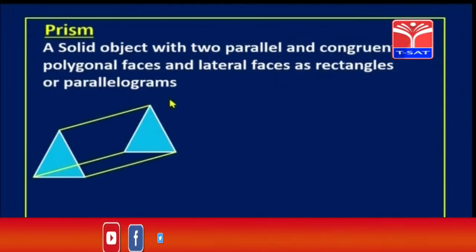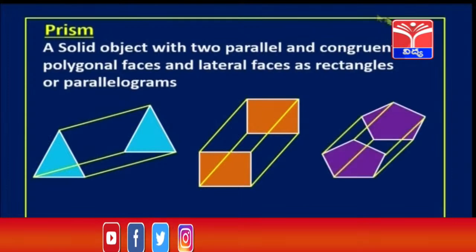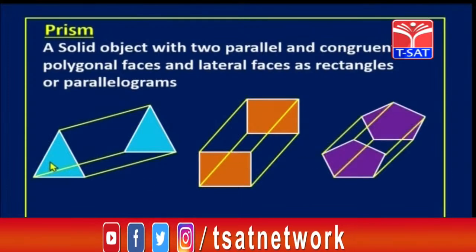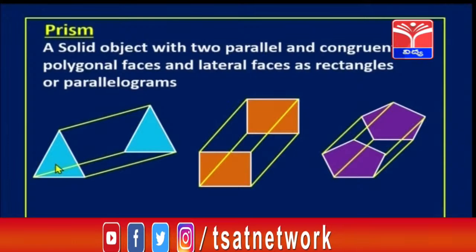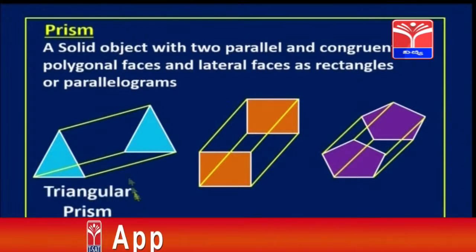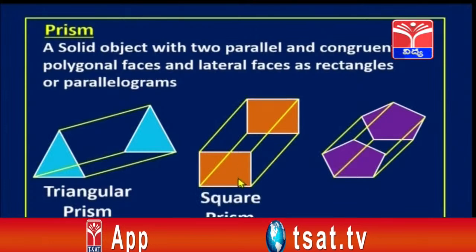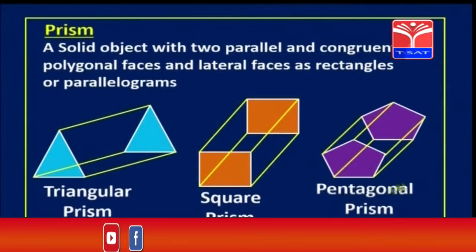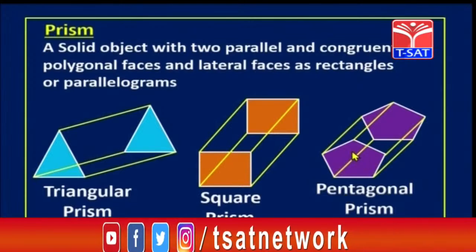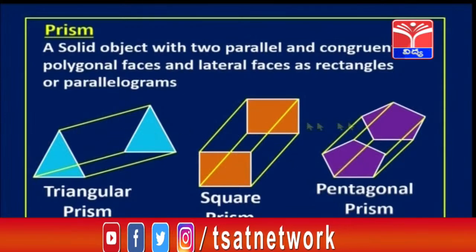Children, you can observe here three prisms. The first one has the base as triangle, so we call it a triangular prism. The second one, base is square, so we call it a square prism. And the third one has a pentagon, so we call it a pentagonal prism. Children, what is a pentagon? Yes, a polygon with 5 sides. So these are all prisms.